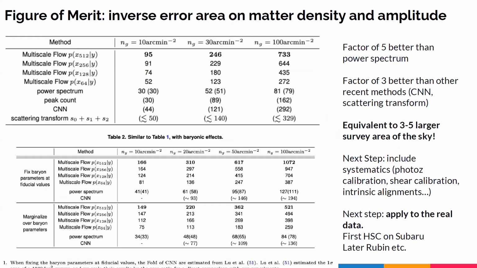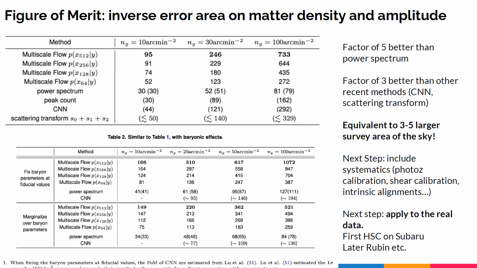Okay, I won't say more about this, but I want to just tell you the bottom line of these methods. These methods are about a factor of 5 better in figure of merit, and this figure of merit is defined by the omega matter sigma 8 plane. It's about a factor of 5 better than power spectrum, and about a factor of 3 better than any previous other method, such as convolutional neural networks and so on, or scattering transform.